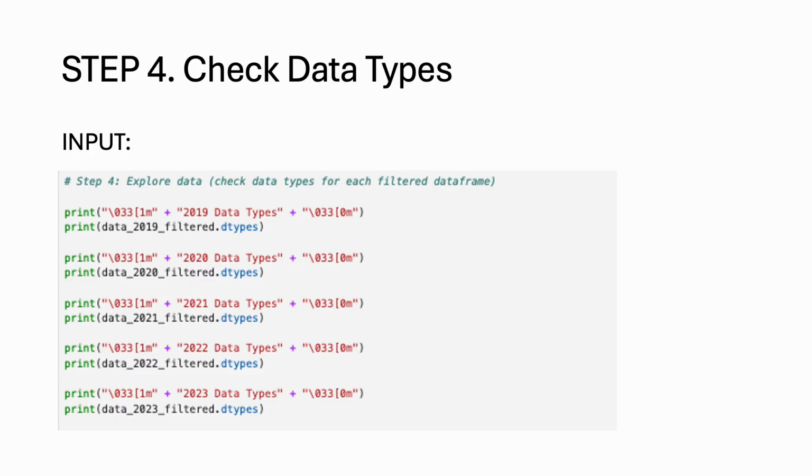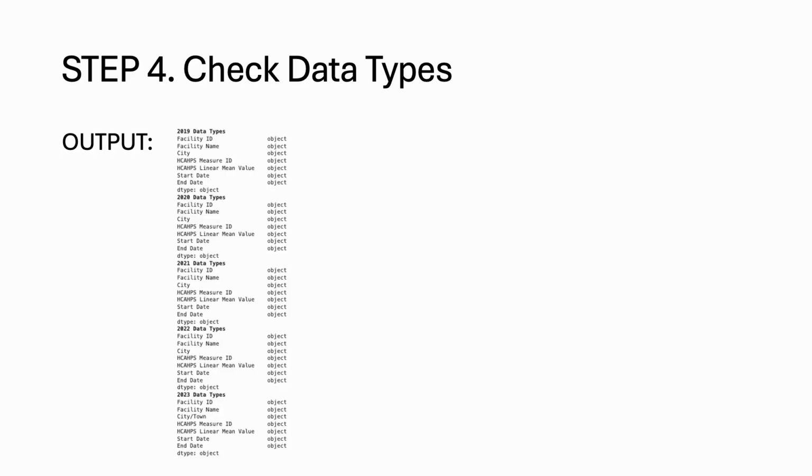Next, we're going to check our data types. Most importantly, I want to check if the satisfaction score column is being read as numeric or text. As we can see, our data types are all objects, and if it's not numeric, we can't compute means, standard deviations, or control limits correctly.